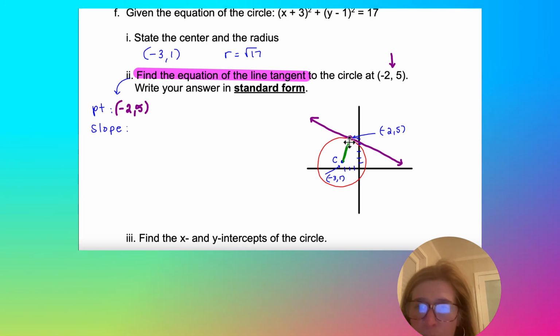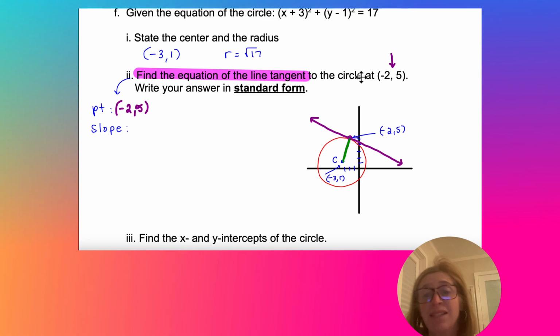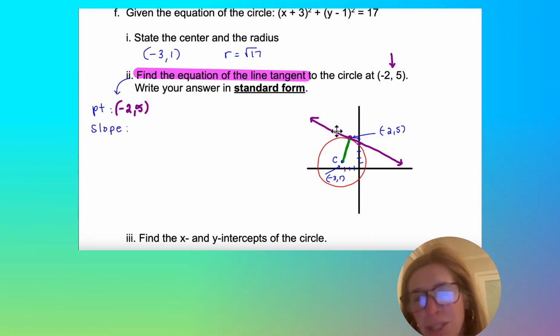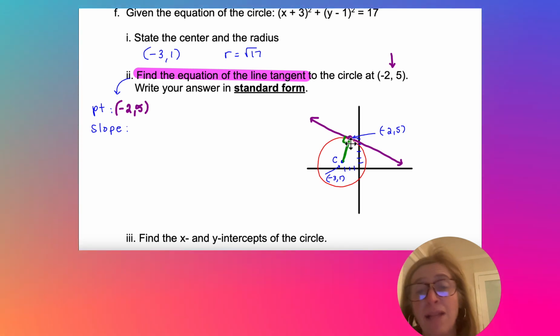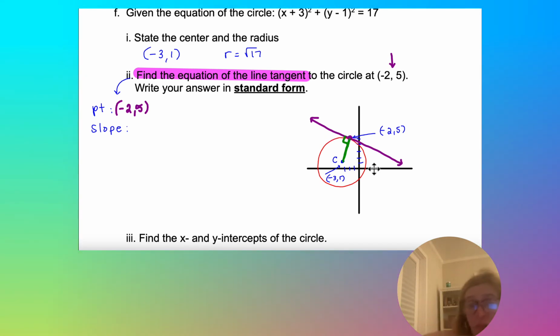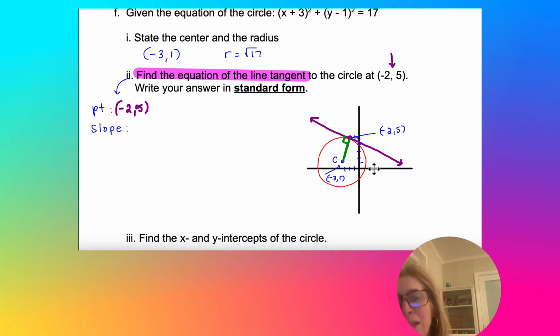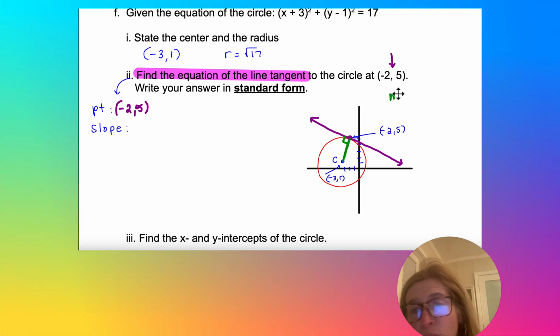What we need to remember from our previous classes, from geometry, is that a radius drawn to a tangent is perpendicular to the tangent line. So I can find the slope of the green line. Let me do that. I'm going to find the slope of the green line.